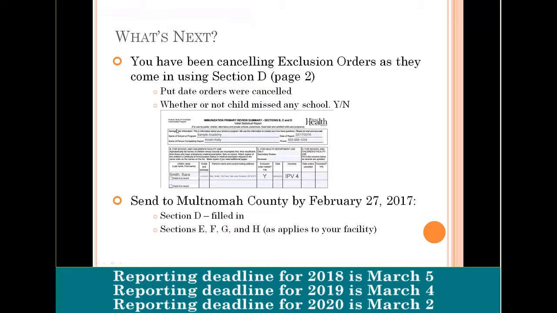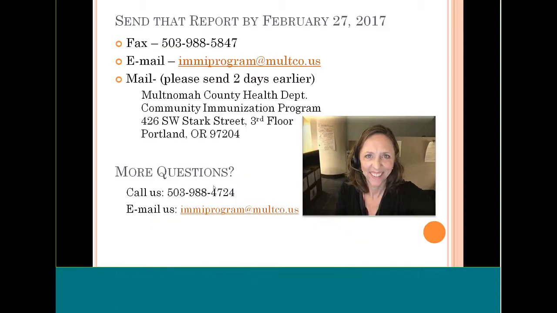So then you're going to send a copy of this page to us along with a copy of pages 3 and 4 if you need to submit page 4. And just get those all to us here at Multnomah County. You can do that by fax. That's a great way to get it to us. Our fax number is 503-988-5847. Or you can definitely attach those to an email, scan them and attach them to an email to us at immuprogram@multco.us.